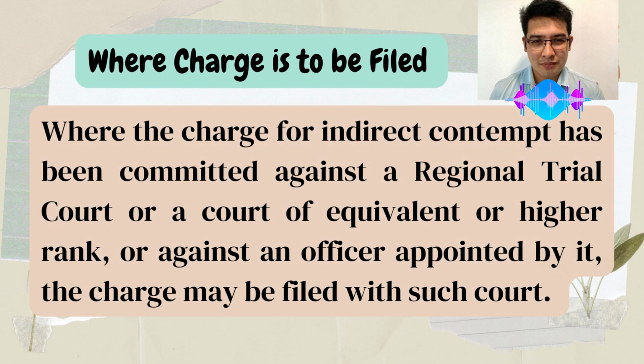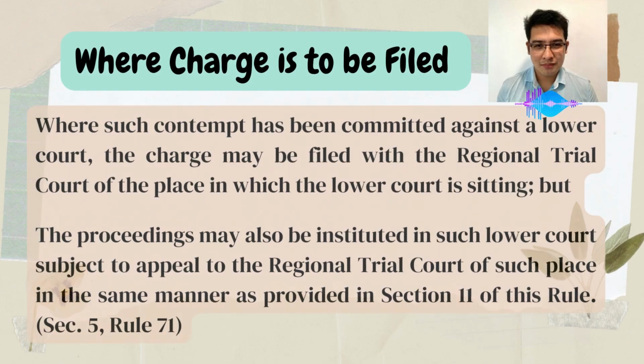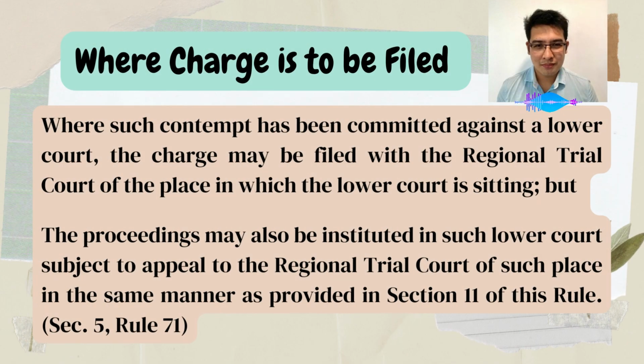Under Rule 71, Section 5 of the Rules of Court, where the charge for indirect contempt has been committed against a regional trial court or a court of equivalent or higher rank, or against an officer appointed by it, the charge may be filed with such court. And where such contempt has been committed against a lower court, the charge may be filed with the RTC of the place in which the lower court is sitting, but the proceedings may not be instituted in such lower court, subject to appeal to the RTC of such place in the same manner as provided in Section 11 of this rule.